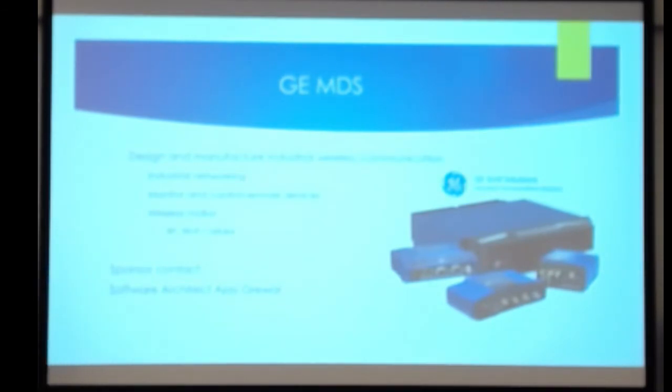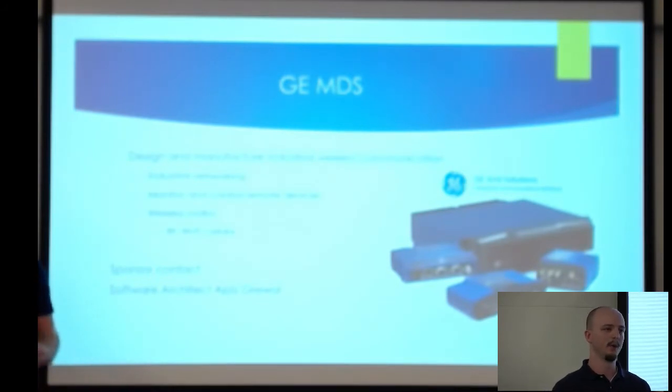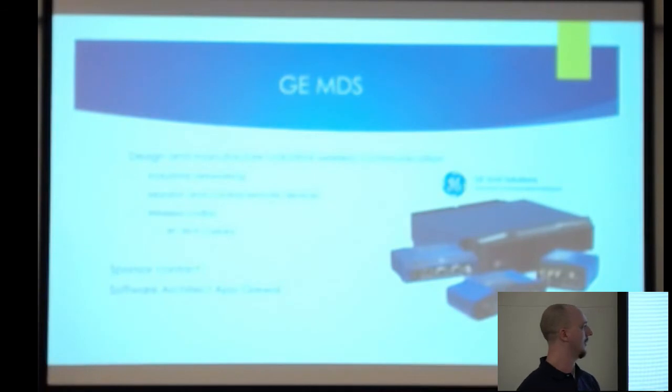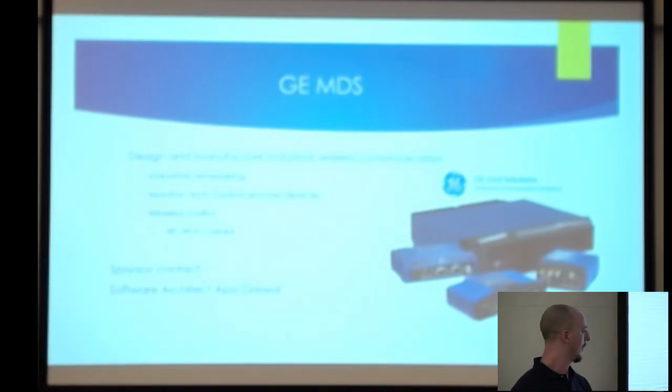So our sponsor was GE MDS. They design and manufacture industrial networking equipment. If you think of your home networking with modems and routers, they're doing a very similar thing on a much larger scale. It could be used in utility companies, for example. They may have pumps or something like that that are far away from their central headquarters, and they want remote access to these devices. GE MDS makes devices on the RF, Wi-Fi, and cellular network to accomplish this. Our sponsor contact is software architect AJ Grewell.